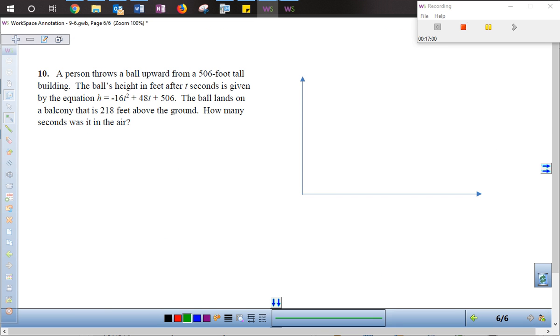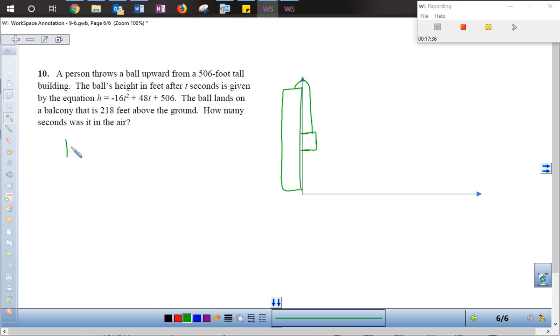A person throws a ball upward from a 506-foot tall building. The ball's height in feet after t seconds is given by this equation here. The ball lands on a balcony that is 218 feet above the ground. How many seconds was it in the air? So this is a pretty complex picture. Here's what we're going to do. We're going to draw the building on this side of the graph, and then we're going to draw a balcony that's coming off of it. So the person threw the ball from the top of the building, and it landed on the balcony. We have to figure out how long it took.